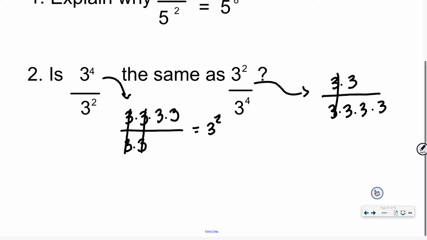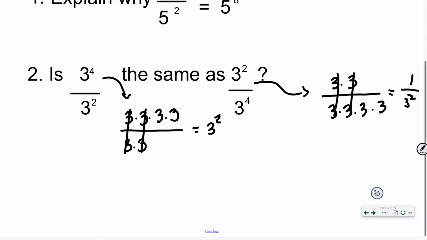I still have this big one, but what do you notice in this simplified fraction? 3 negative squared. What's the numerator? 1. And what's the denominator? 3 squared. These are actually two very different numbers. The number on the left, if I calculate it, is 9. The number on the right here is actually 1 over 9.